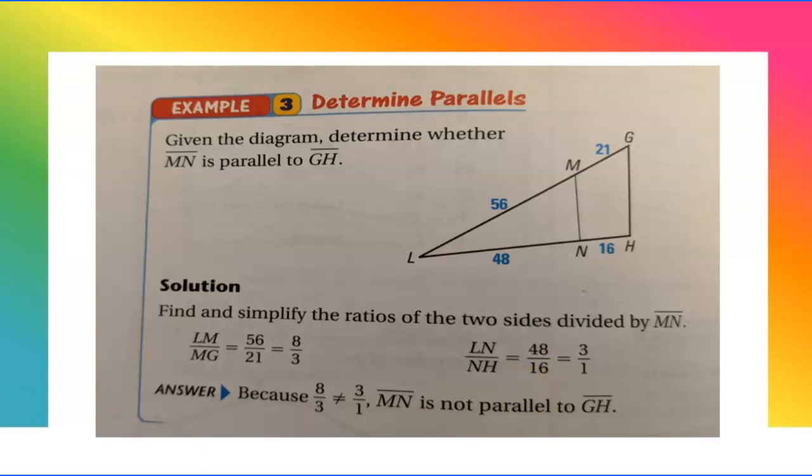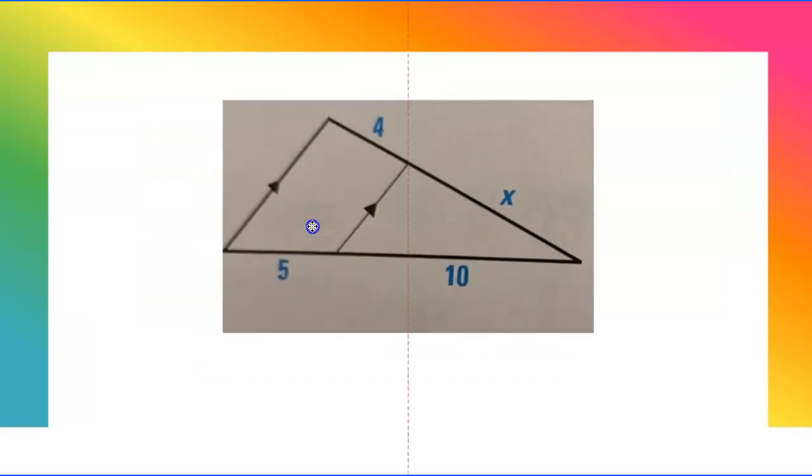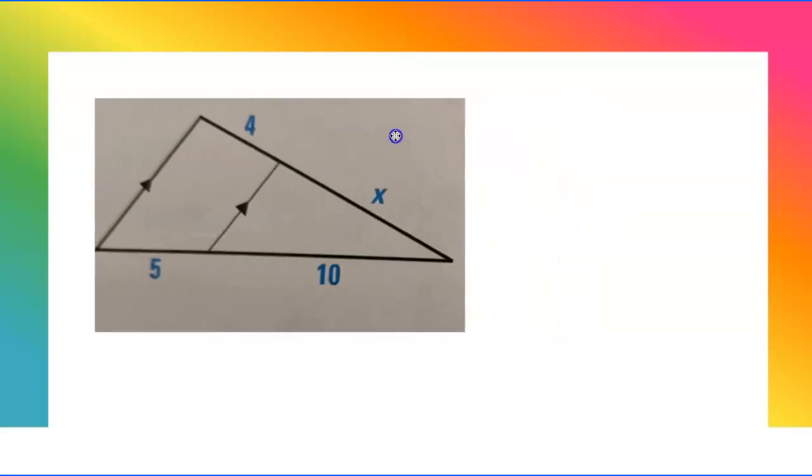Okay, let's go on to do a couple of these. And I want to take a look at this one. And this one's pretty easy. It wants you to find the value of the variable. We've got a couple things going on here. We know that this is parallel, so we know that these are proportional. So I am going to set up, and I'm going to do this with you.